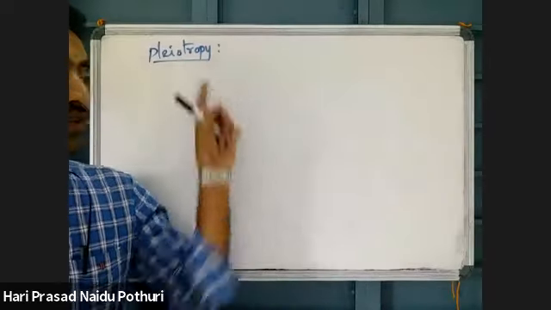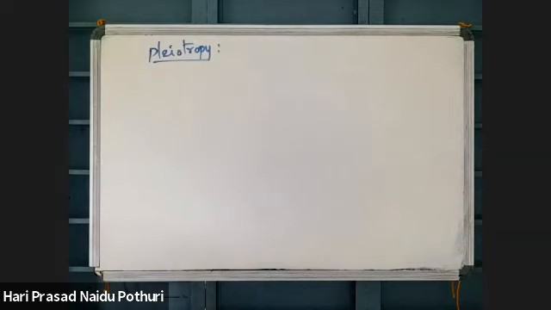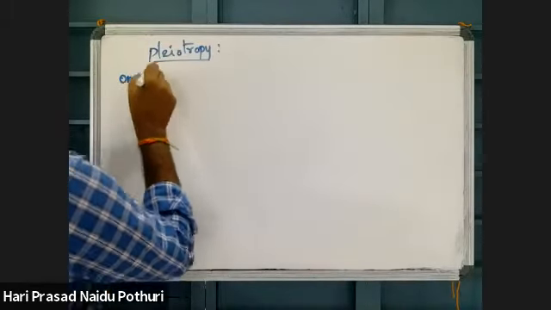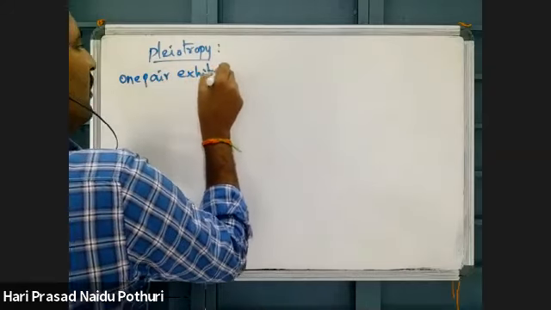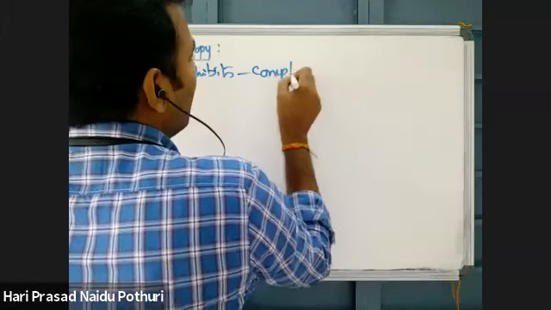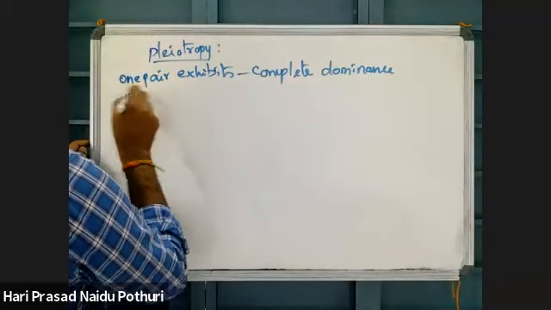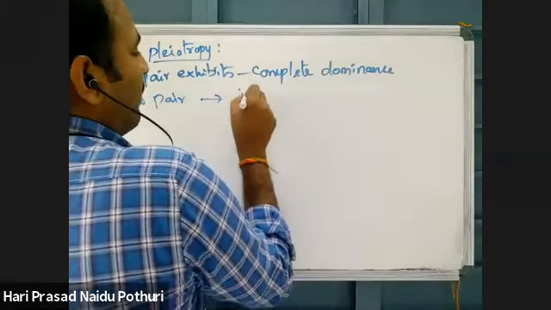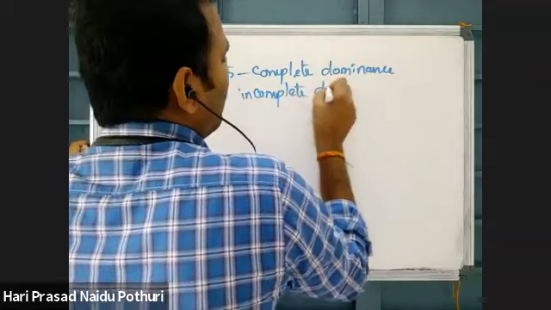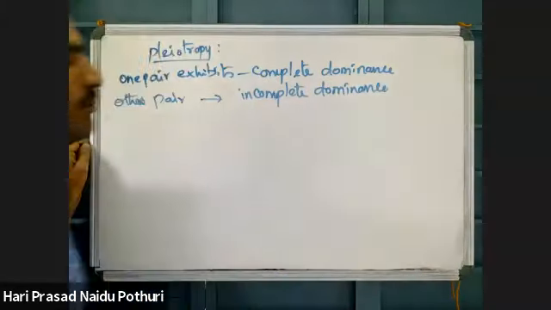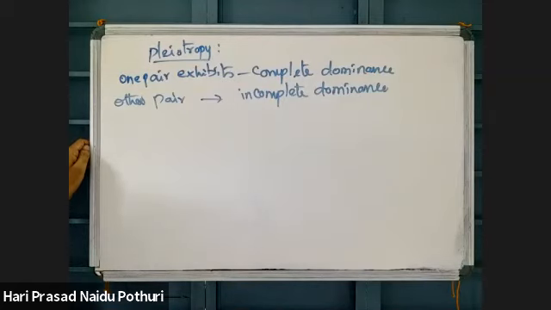Yeah, repeat the point once again. In a dihybrid cross of pleiotropy, one pair of alleles exhibits complete dominance, and the other pair of alleles exhibits incomplete dominance.